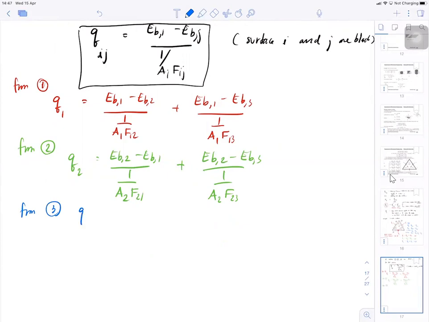Okay, and also the blue one. Q3 is going to be equal to E_B3 minus E_B1 over 1 over A3 F31, plus E_B3 minus E_B2 over 1 over A3 F32. Okay.